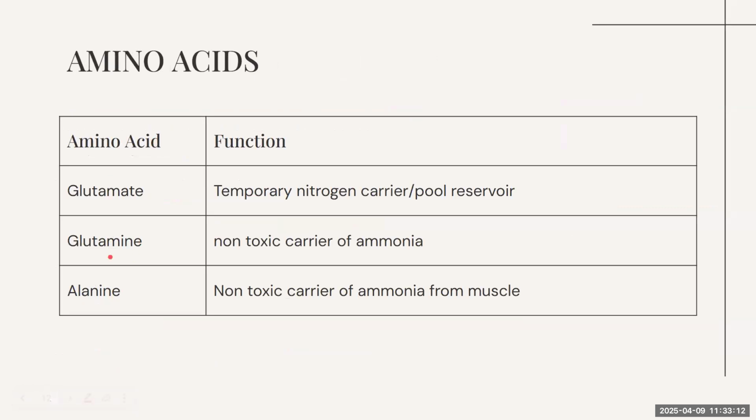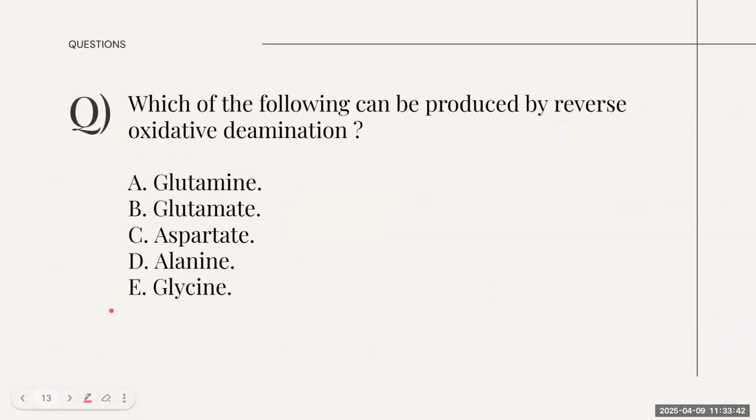Now, amino acids, this is just what you need to know. As a quick summary, glutamate is a temporary nitrogen carrier or pool reservoir. Glutamine is a non-toxic carrier of ammonia. Alanine, on the other hand, is also a non-toxic carrier of ammonia, but from the muscle. Okay, and this is used to also produce energy at the same time. Alanine, the glucose-alanine cycle.